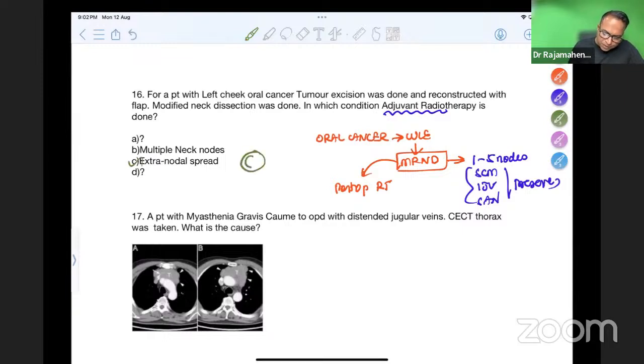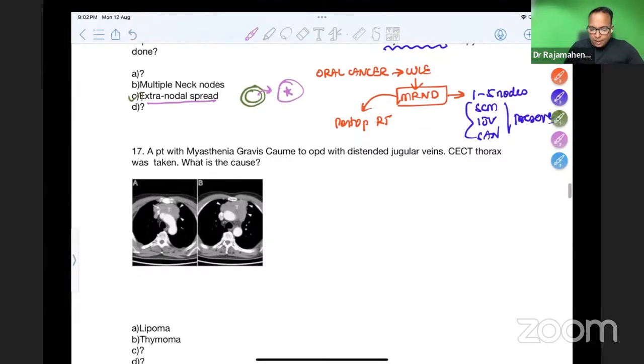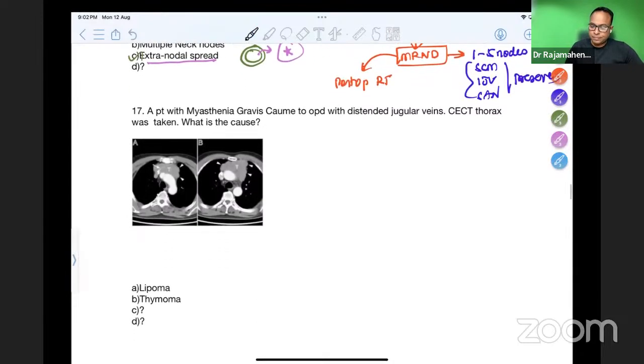If this is a biopsy, this is a node. In the node, if there is an extracapsular spread seen, it can cause local recurrence. So only when there is an extranodal spread seen, we have to go for adjuvant radiotherapy.